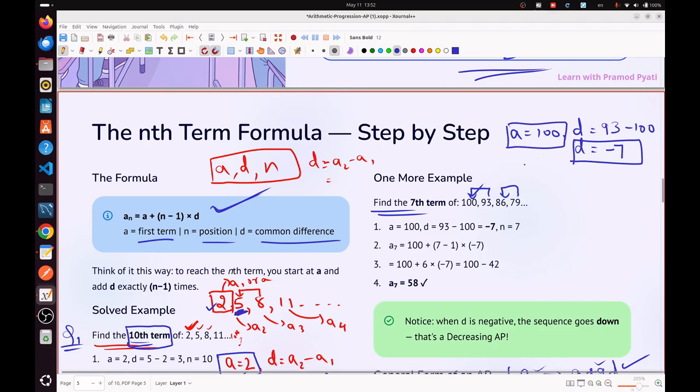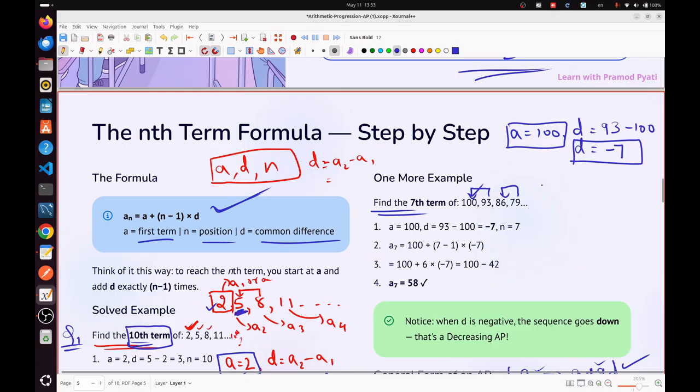With the trick, if you want to apply A7, what will we get? A7 means A plus 6D. I have told you, right? So A is 100 plus 6 into minus 7. Plus into minus will give minus. 100 minus what will we get? 42. 100 minus 42 is 58. Like this way also you can solve if you want a faster solution, or else I will show you the normal method.